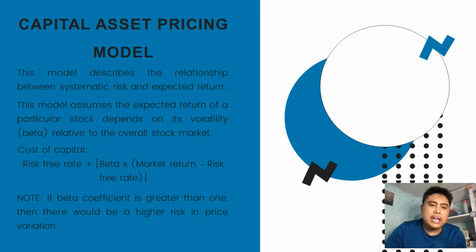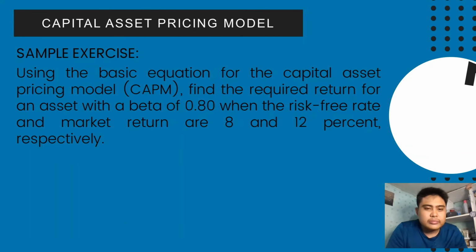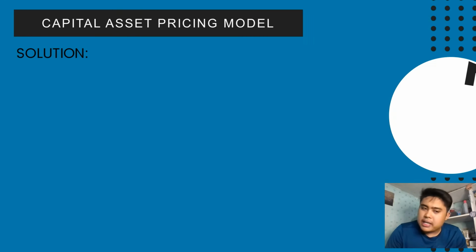Okay, so let us apply this formula. Let us answer your sample exercise. Using the basic equation for the capital asset pricing model, find the required return for an asset with a beta of 0.80 when the risk-free rate and the market return are 8 and 12% respectively. Okay, so sige, let us answer sample exercise by using the equation of capital asset pricing model. So kung titingnan natin, napakasimple na ng solution.